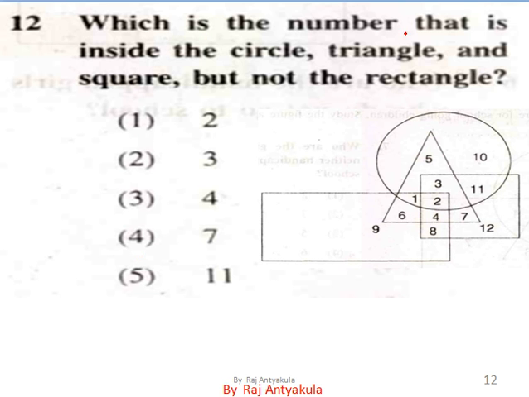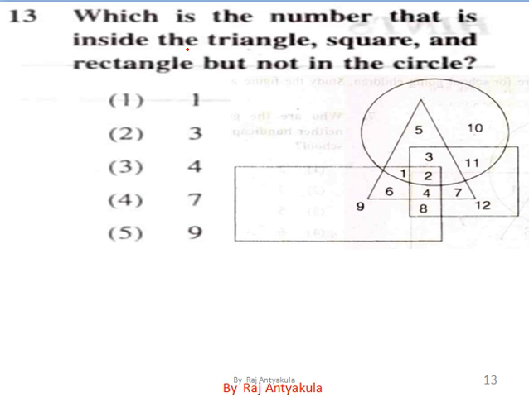Which is the number that is inside the circle, triangle and square but not the rectangle? But not the rectangle, he said. So first of all, the common part to triangle, circle, square and rectangle, but it shouldn't be in the rectangle. So I'm striking out the rectangle part which is common. Now the common part which has to be in triangle, circle and square is 3. 3 is the only number which is common for square, triangle as well as circle. So 3 is given in which option? Option 2.